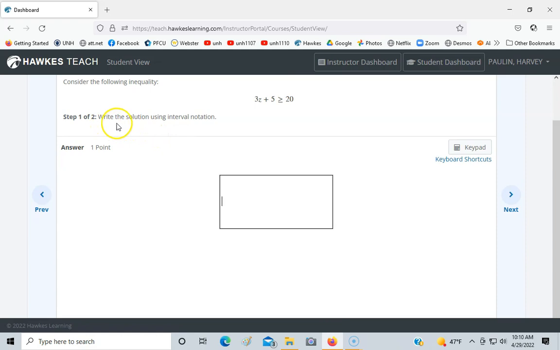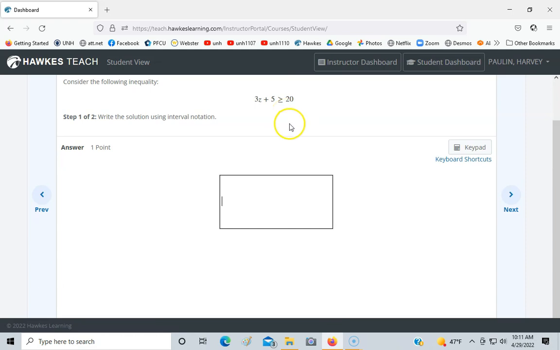Now, here's one that relates to the end of chapter 2. Write the solution using interval notation. Well, we have to solve this first. Subtract 5 from both sides, and we get that 3z is greater than or equal to 15. Divide both sides by 3, and we get z is greater than or equal to 5.